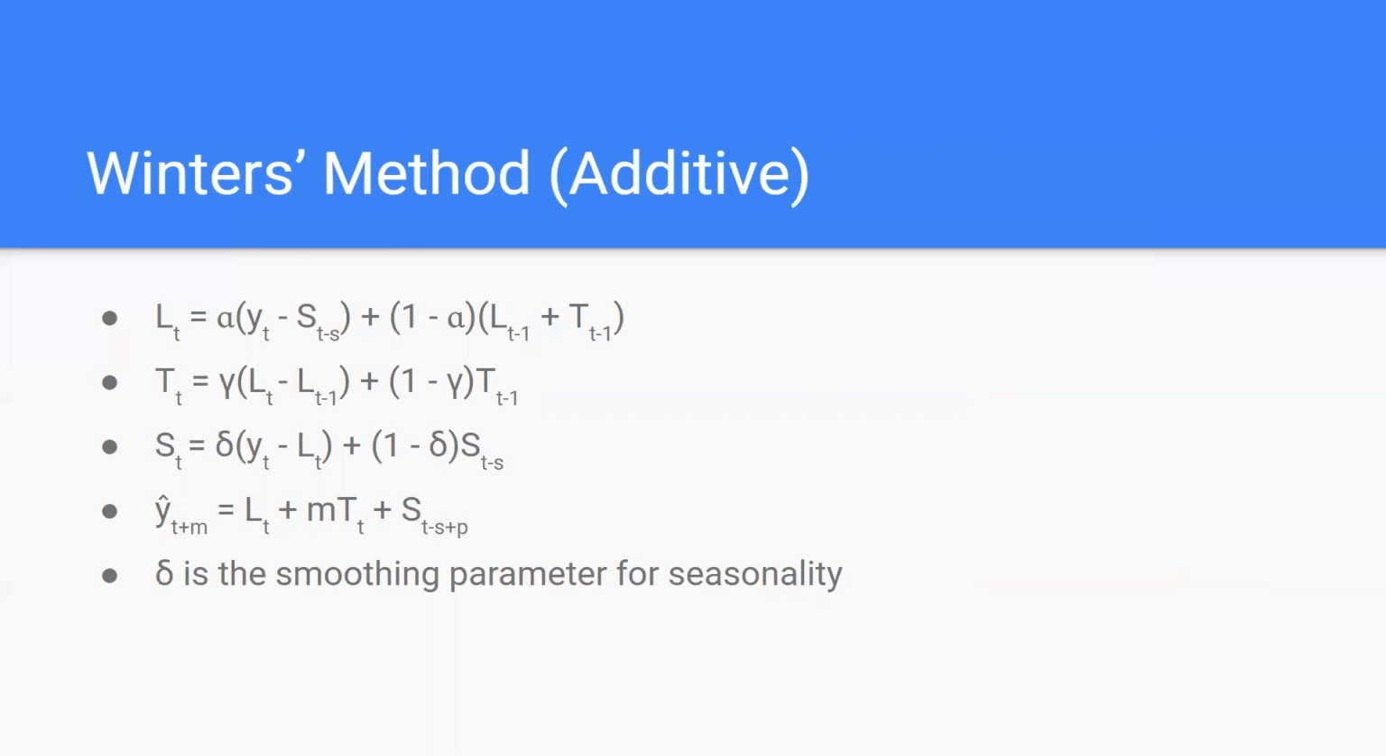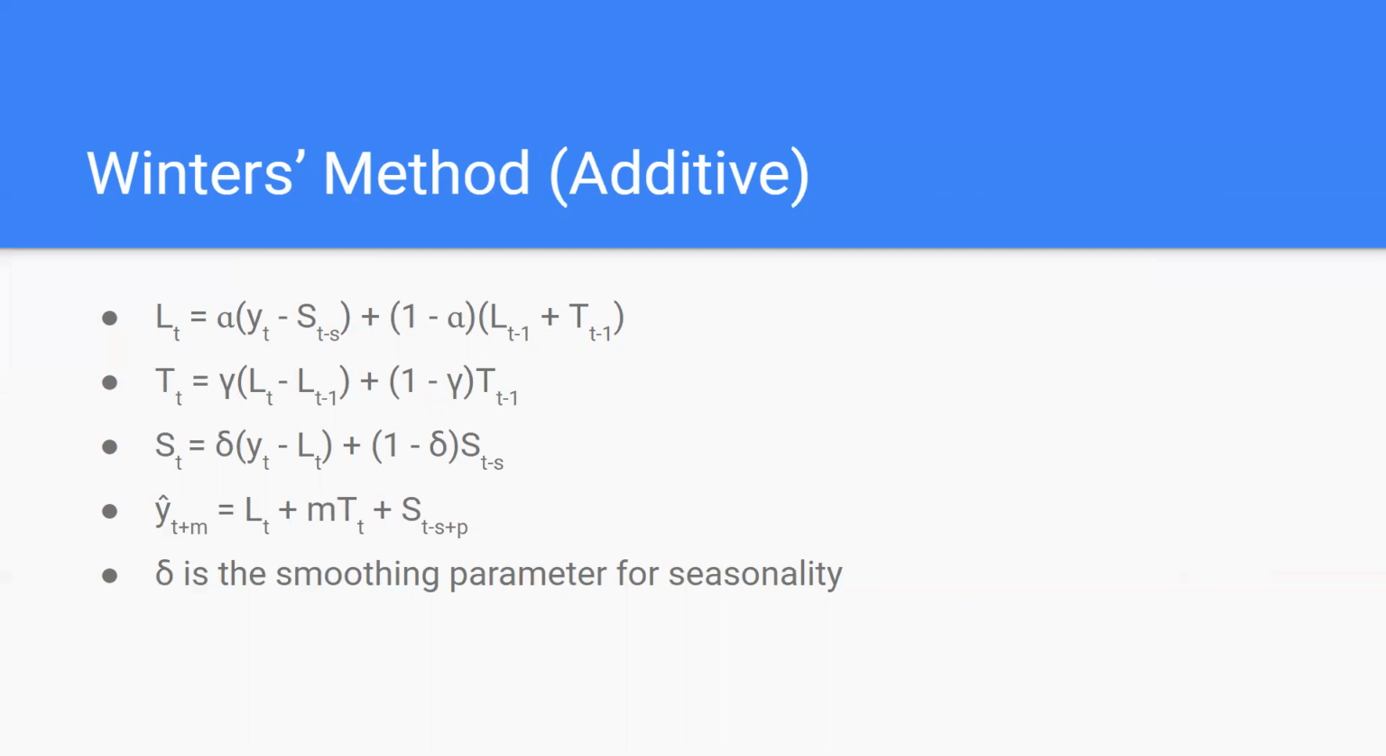Let's discuss the additive method first. Here are the equations for that method. The first equation represents the estimate of the level after removal of the seasonal effect through the subtraction of the seasonal component, S_t minus s. The second equation serves to estimate the trend, and the third equation estimates the seasonal effect by smoothing S_t minus s, the previous estimate, and the most recent observation adjusted for level, Y_t minus L_t.